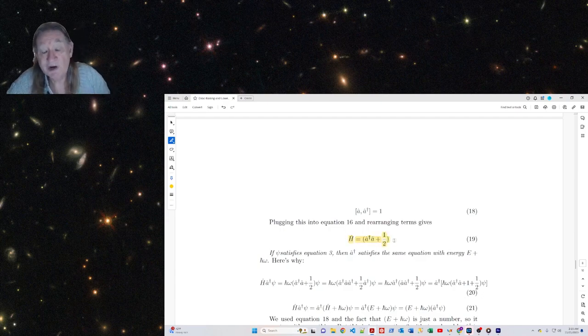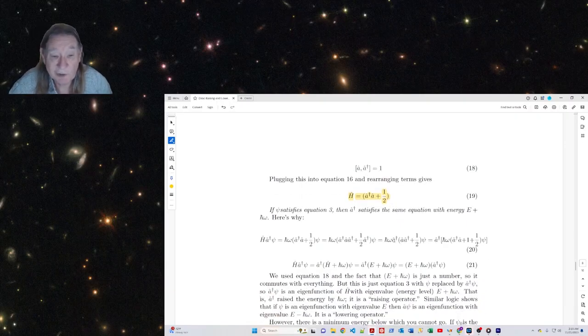This is the equation that is going to save us from having to solve the differential equation. And here's the magic part. If the wave function satisfies Schrodinger's equation, then A dagger times the wave function satisfies the same equation, but with a different energy, with a higher energy. The energy is increased by ħω. And I've proven it right here in equations 20 and 21.